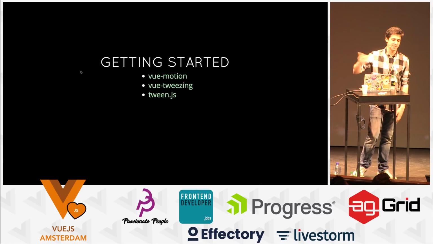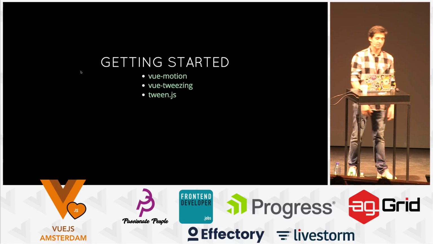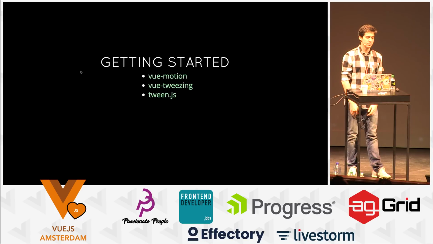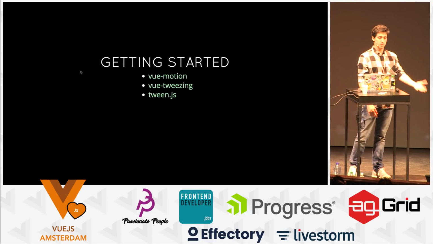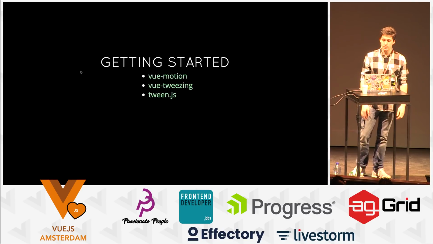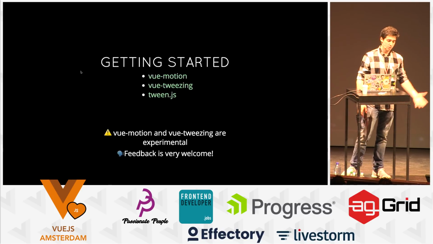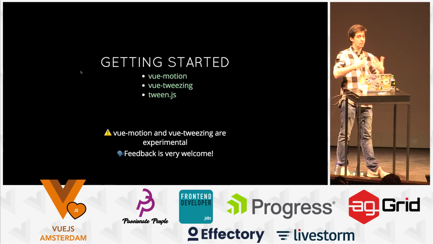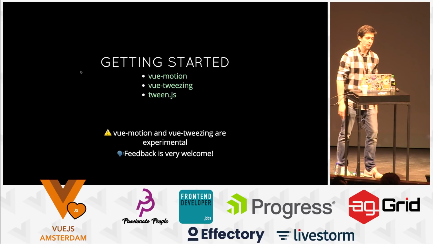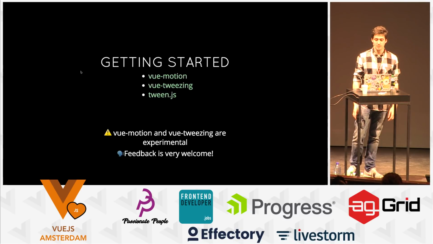Okay, to get started, what you can use, check Vue Motion, Vue Tweening. I'm looking for users to get some feedback. I think we can improve a lot and have something that makes tweening animations a lot easier. Also, check tween.js if you want a basic solution to use tweening. But keep in mind that Vue Motion and Vue Tweening are experimental. I really look forward to improving the API, making it easier to use. So I'm looking for feedback, and feedback is very welcome.